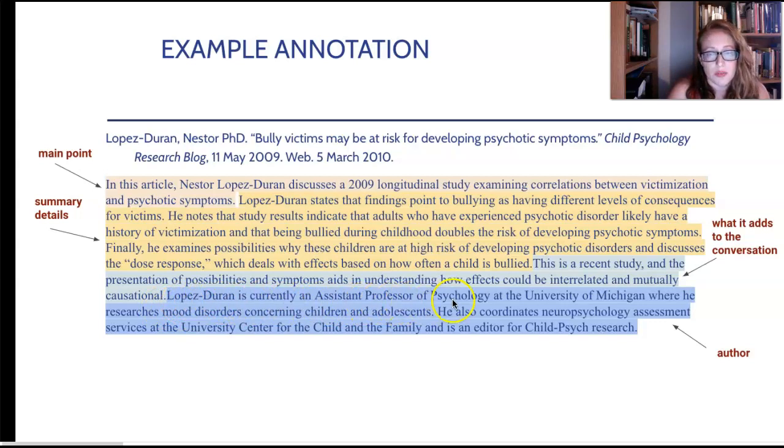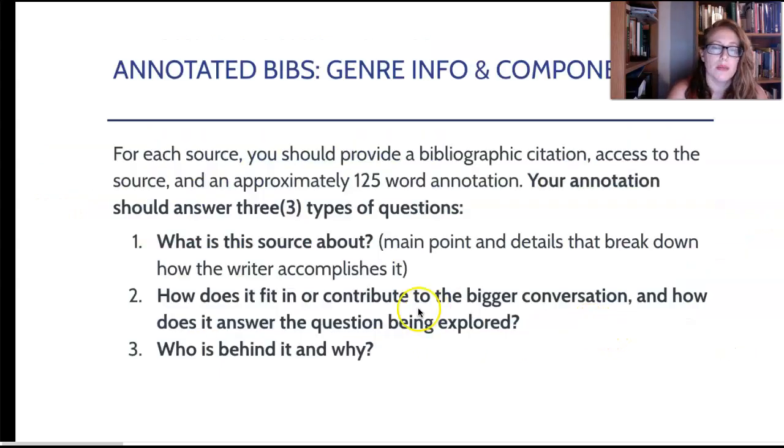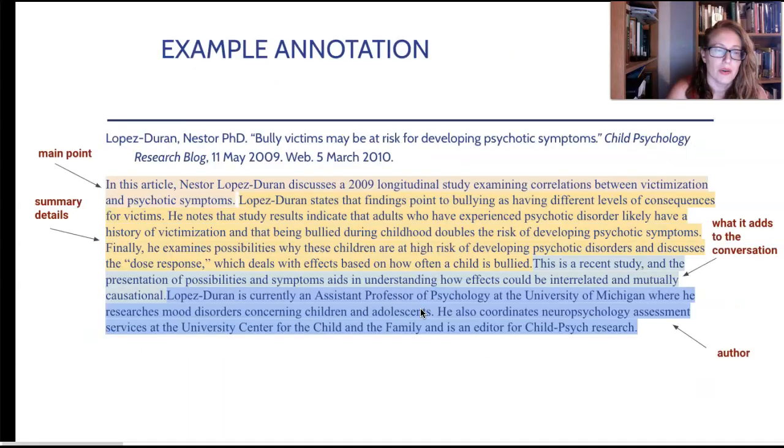Lopez Duran is currently an assistant professor of psychology at the University of Michigan, where he researches mood disorders concerning children and adolescents. He also coordinates neuropsychology assessment services at the University Center for Child and Family and is an editor. So you have what his profession is. This is a scholarly source. He is a scholar. It shows what specifically he researches that makes him an expert. It's super specific. It explains what his other affiliations are. So really good, relevant information about the author here.